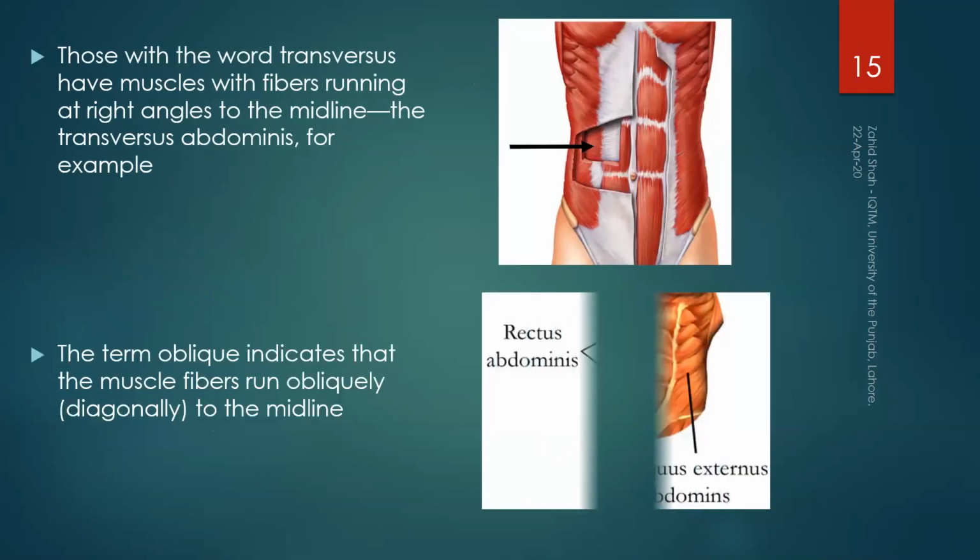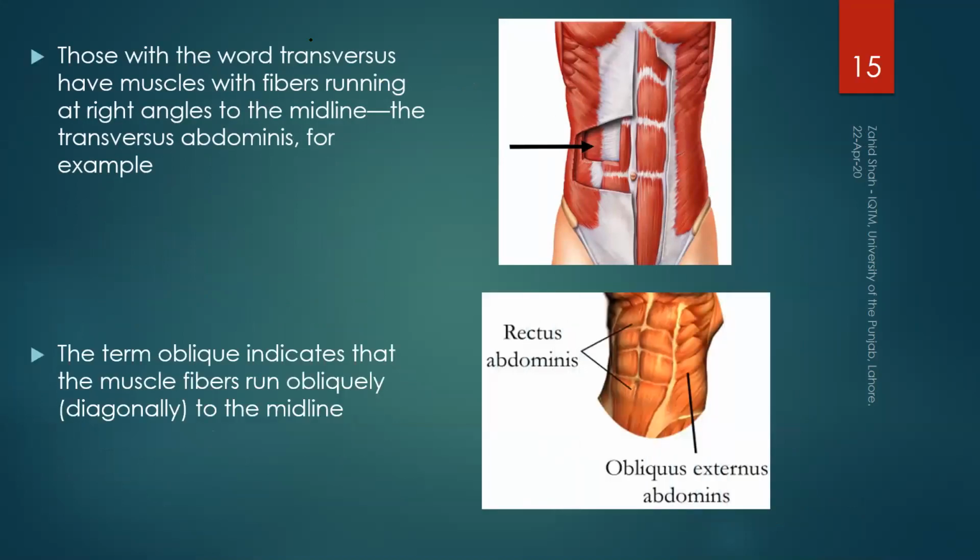Similarly, the word transversus means they are at right angle to the midline, just at 90 degrees to the muscle we saw in the previous slide. So this is, for example, the direction of, sorry, not this one, these ones. These are the transversus muscles. So their fibers are just at 90 degrees to the rectus muscles. So right angle to the midline.